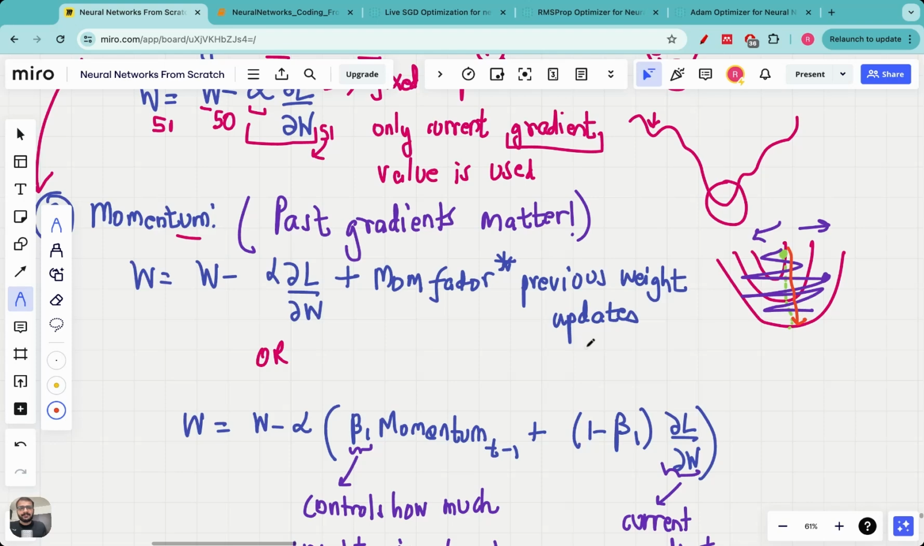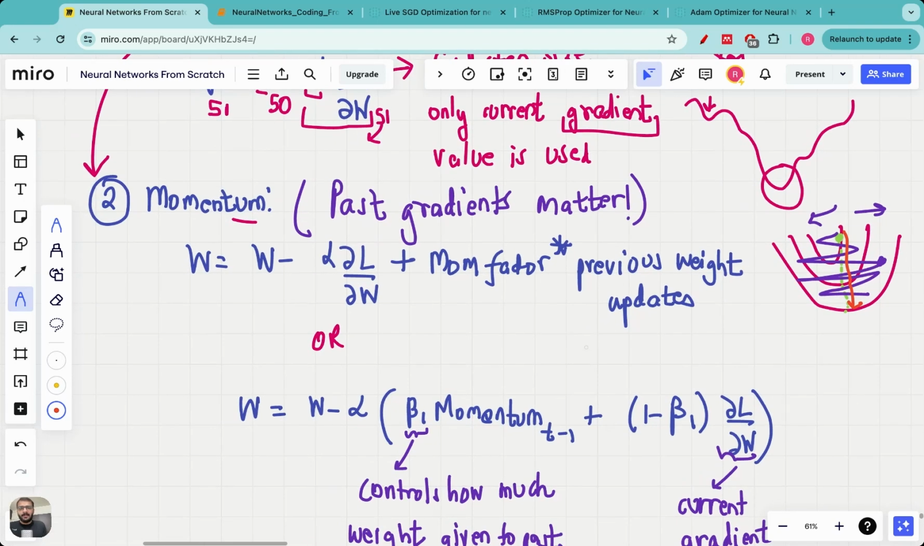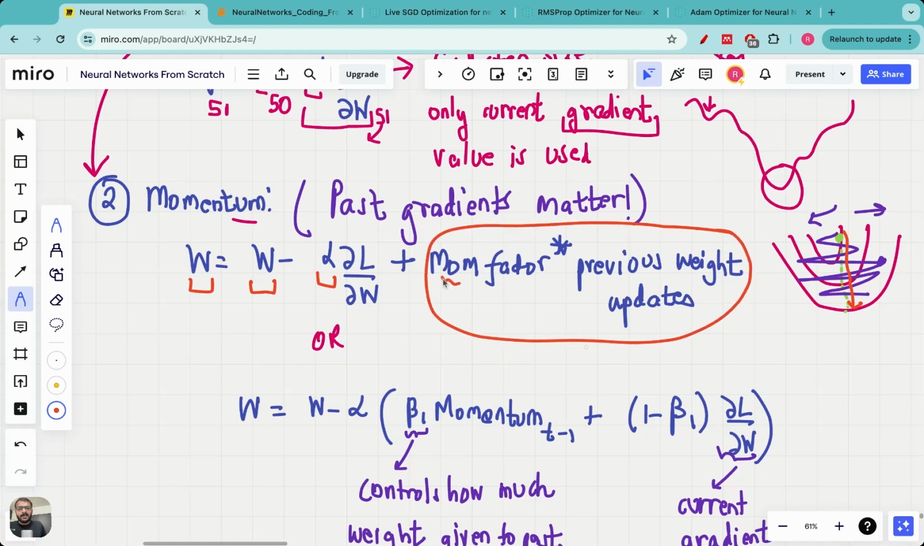the oscillations. The way that this is represented in mathematical formula is that the new weight is the old weight minus step size multiplied by the partial derivative of loss with respect to w. This is the same as for normal gradient descent. The only difference is that we add this factor here. So we add a momentum factor multiplied by the previous weight updates.